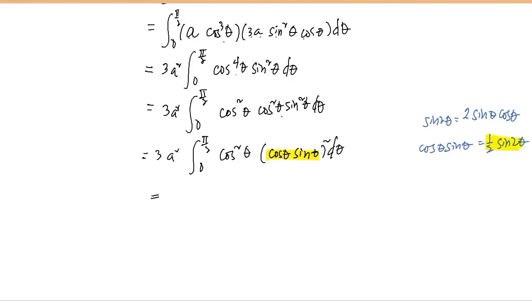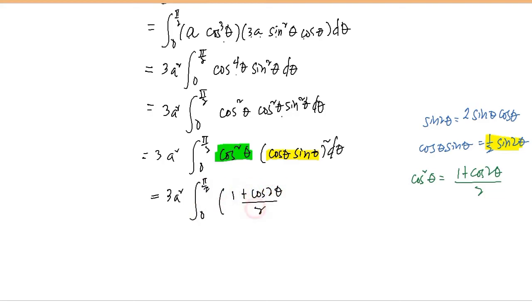And another trigonometric identity, we know that the cosine squared of theta is equal to 1 plus cosine 2 theta over 2. And that is what we will use as the replacement for this cosine squared of theta. So we have here 3a squared integral from 0 to pi over 2 of 1 plus cosine 2 theta over 2 multiplied by this term here, that's 1/2 sine 2 theta squared d theta.